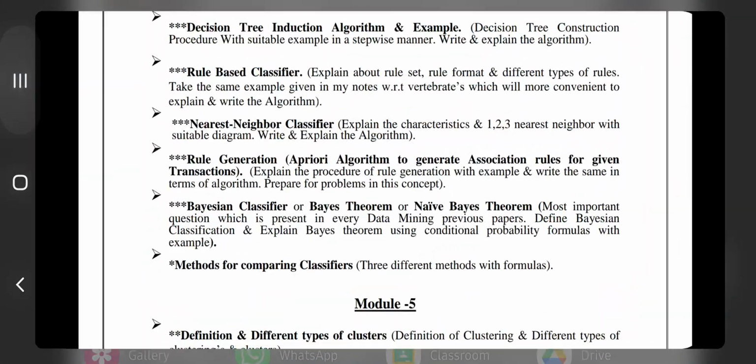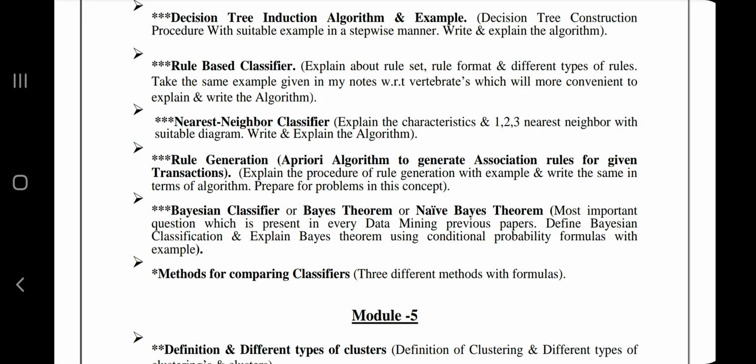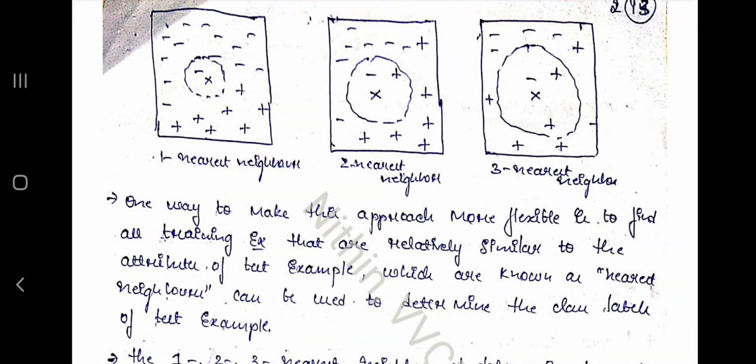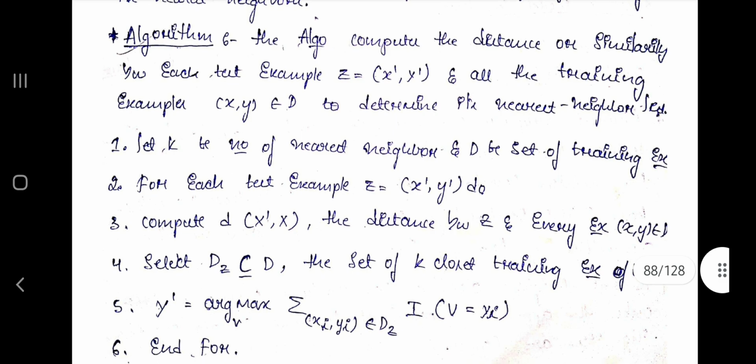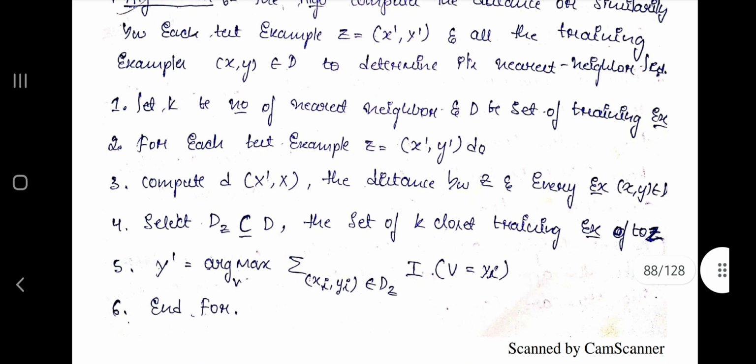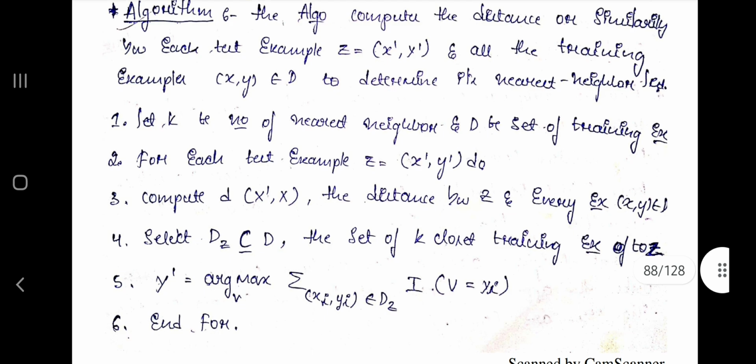The next sub-question they asked is 1, 2, 3 nearest neighbor. I just explained the characteristics, the different types of learners. 1 nearest neighbor means 1 neighbor will be captured. 2 nearest neighbors, 2 will be captured. 3 nearest neighbors, 3 will be captured. Those are the 1, 2, and 3 nearest neighbor classifiers. And the algorithm is also given here. The 6 step process is very easy.